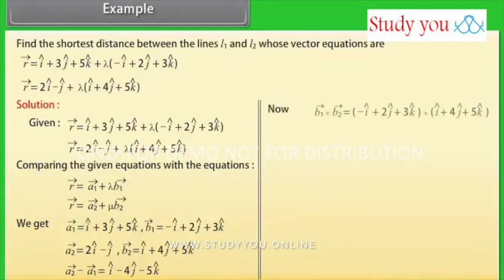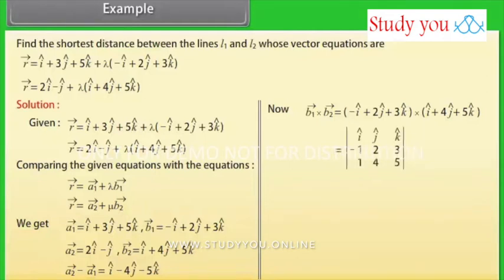Now, the cross product of vector b1 and vector b2 is (minus i cap plus 2 j cap plus 3 k cap) cross (i cap plus 4 j cap plus 5 k cap) equals determinant, row-wise: first row i cap, j cap, k cap; second row minus 1, 2, 3; third row 1, 4, 5; equals minus 2 i cap plus 8 j cap minus 6 k cap.